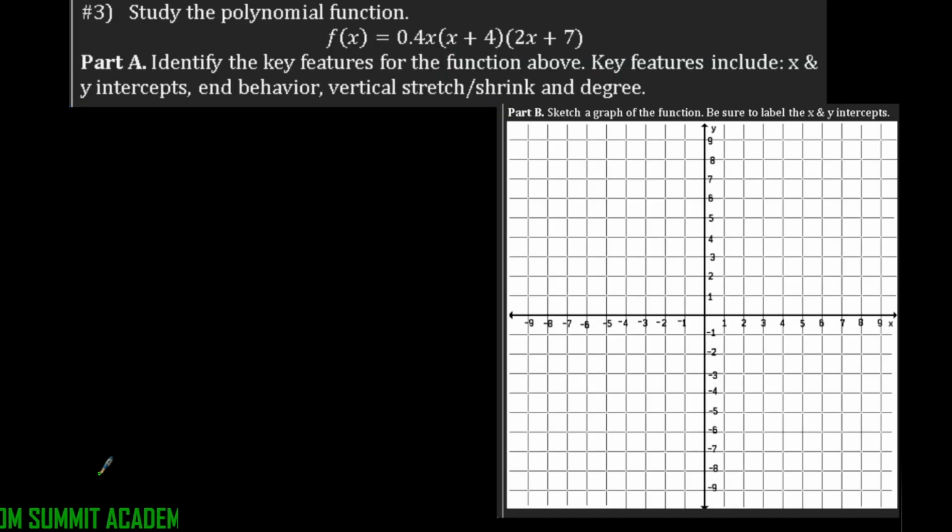Alrighty. On number 3, it says study the following polynomial equation or function. So that goes f of x is equal to 0.4 times x plus 4 times x plus 7. So what I want you to do is pause and graph on Desmos first. So pause the video, make sure you can graph on Desmos. We'll talk about that equation here in a second.